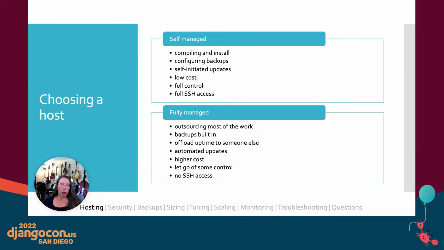When you're choosing a host, you'll have two major buckets. You'll have self-managed and fully managed. Self-managed is where you're in charge of compiling Postgres itself and any of the extensions and tools that you'll be using. You're configuring your own backups. You'll be self-initiating and doing all of your updates. And you might be migrating to different hardware, depending on what you need for those updates. Typically, self-managed Postgres is a lot lower cost. You have a lot more control, and you'll have full SSH access to the underlying machine.